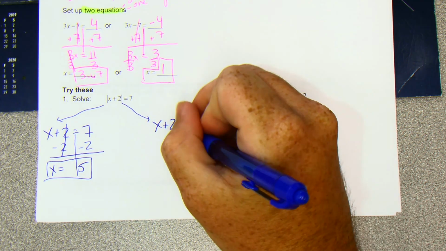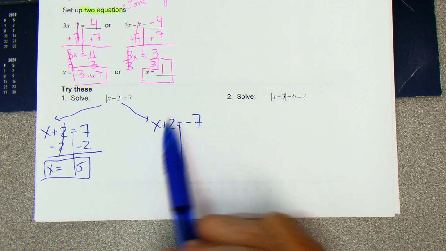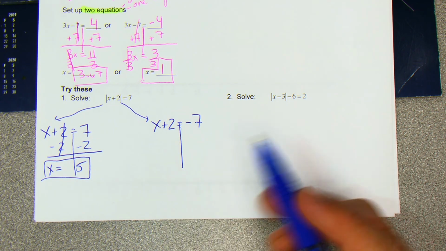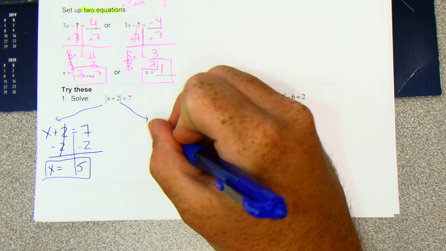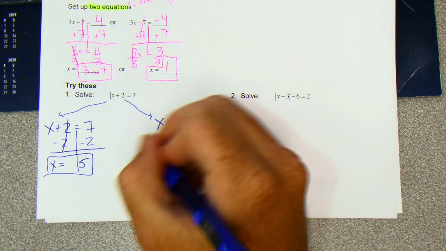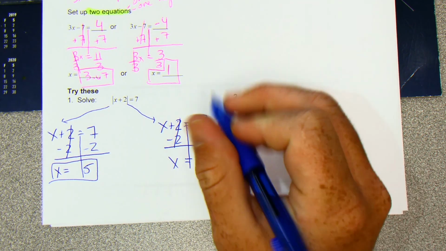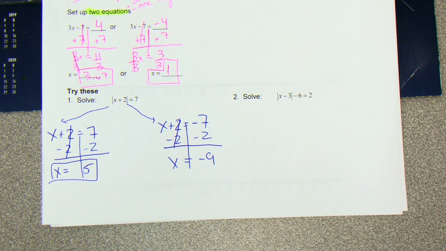My other answer, let's figure out really quickly. Same as this side, I need to subtract this 2 from both sides because right now it's on the same side as my x. So I'm going to subtract 2 from both sides of my equals sign. 2 minus 2 is 0. I bring down my x, bring down my equal sign, and negative 7 minus 2 would be negative 9.